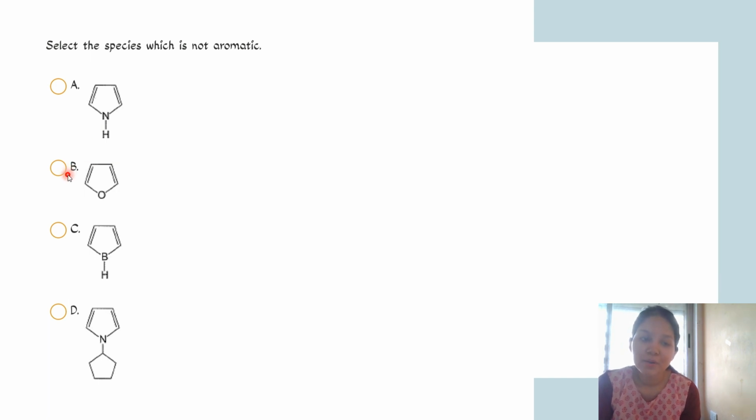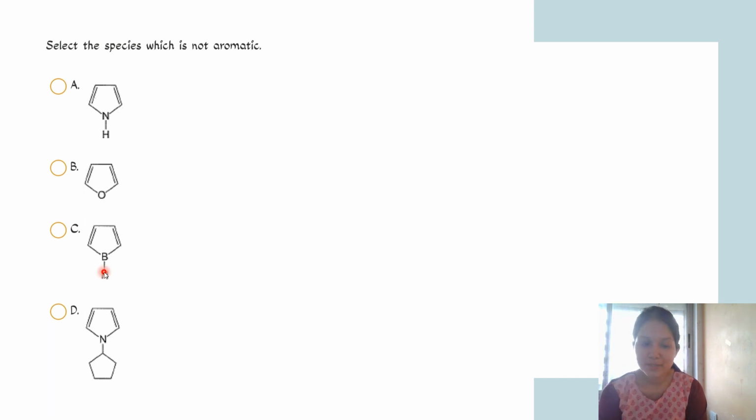Let us move to option B, which is a furan molecule. In furan also, one of the two lone pairs of oxygen atom participates in the delocalization of pi electrons across the 5-membered ring, and you get a total of 6 pi electrons for the furan molecule as well. So you have 1, 2, 3, 4, 5, 6, 2 from the lone pair of electrons. So furan also possesses 4n plus 2 electrons, and in turn it is an aromatic compound.